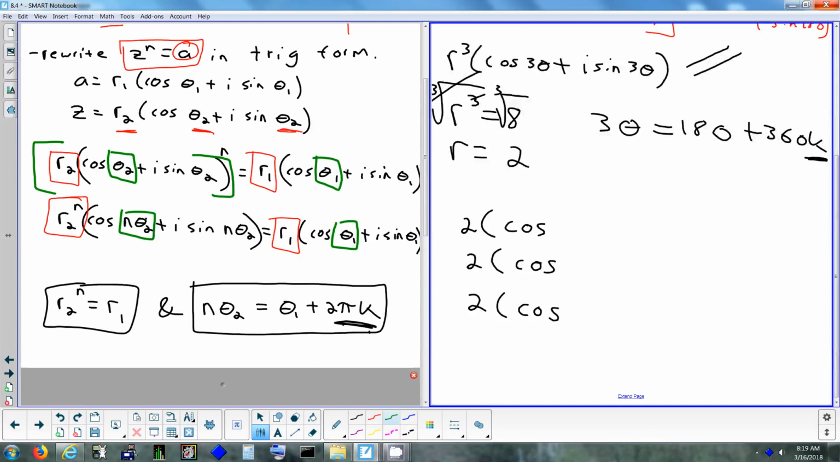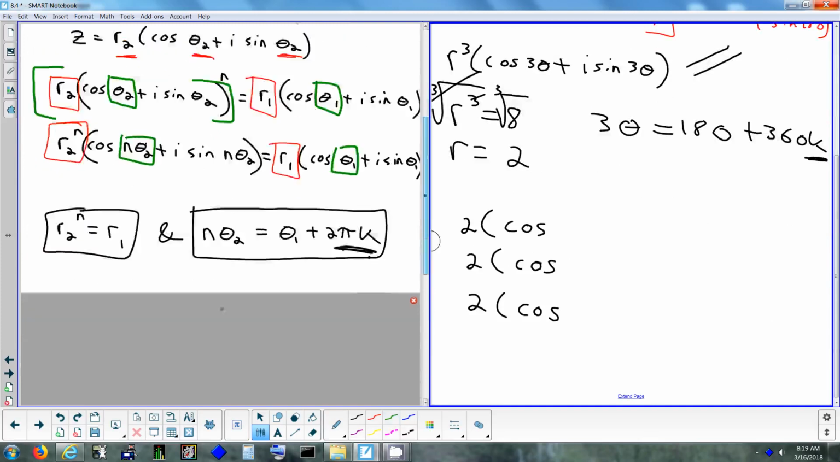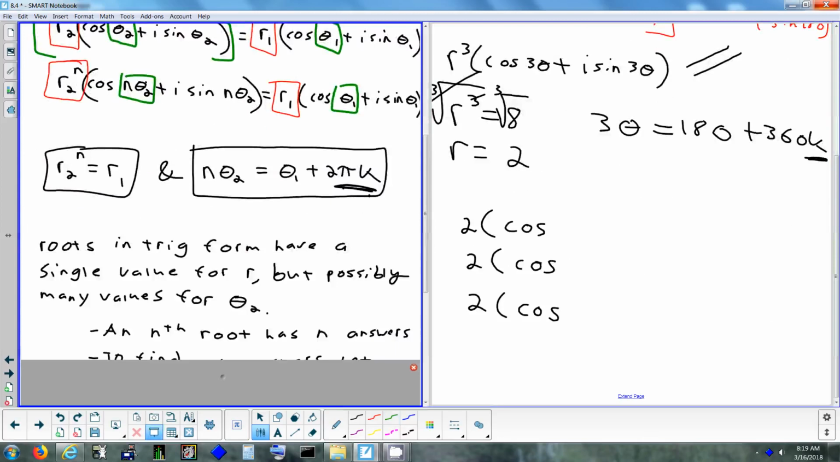So what do we do with k? Very easy. So this idea I already explained to you. We have a single radius, and all the values have the same radius, but it's the angle that's different. Okay. So an nth root has n answers. Cube root, 3 answers. Fifth root, 5 answers. So the way you find all the answers is you let k equal, start at 0, and count up as many answers as you need.